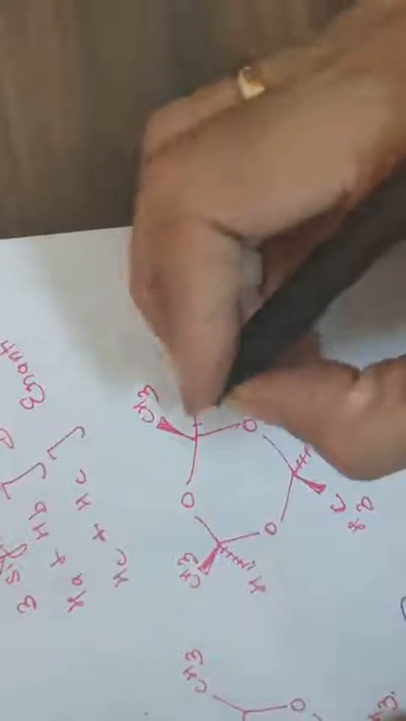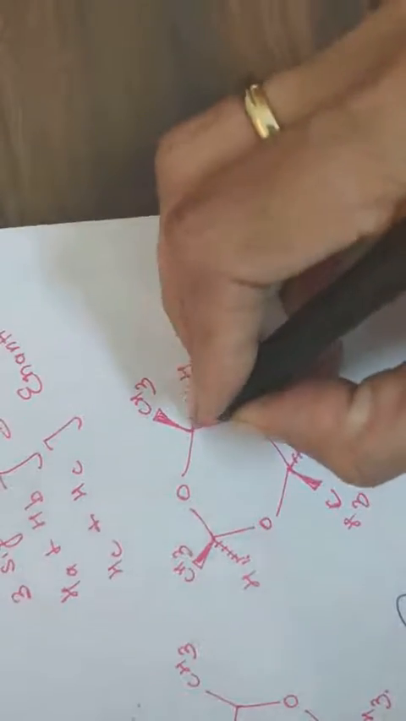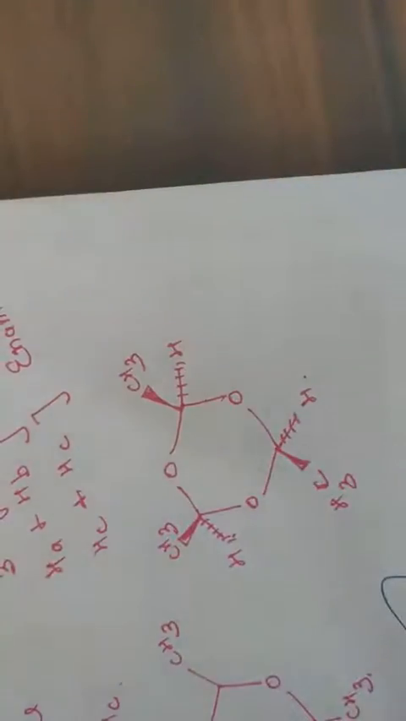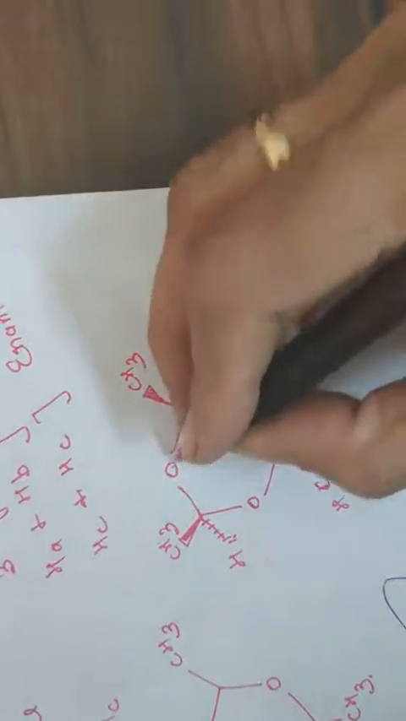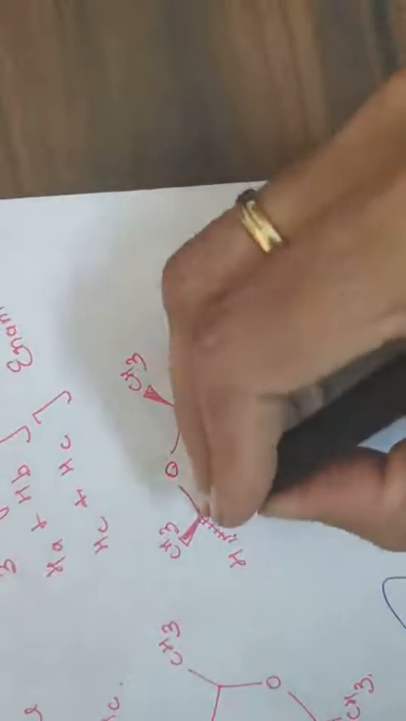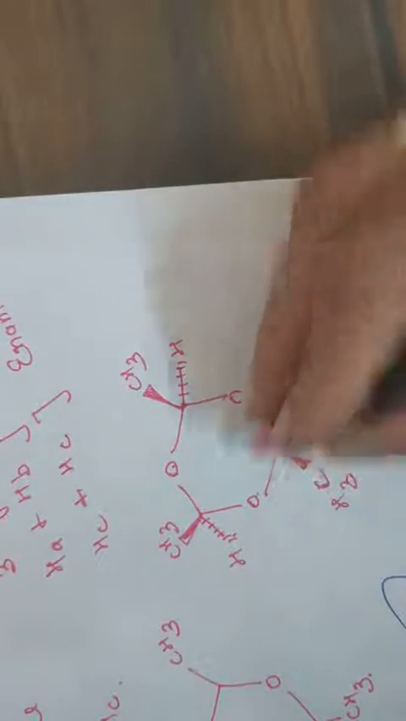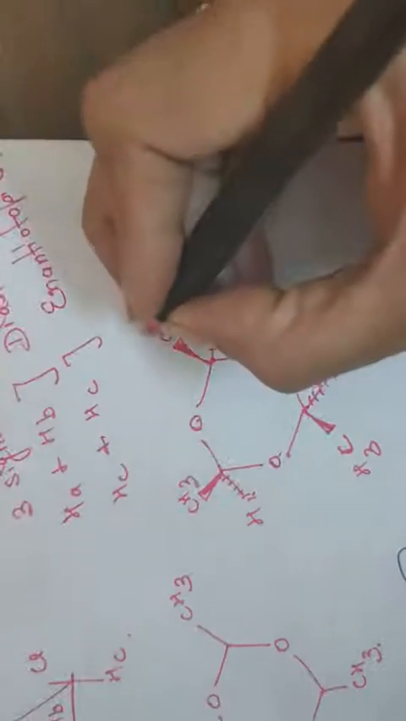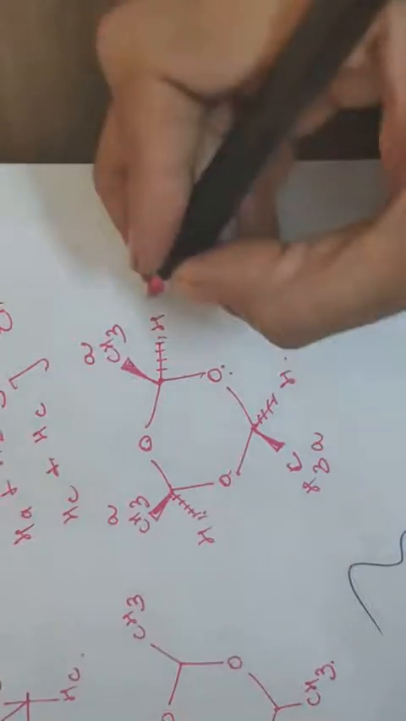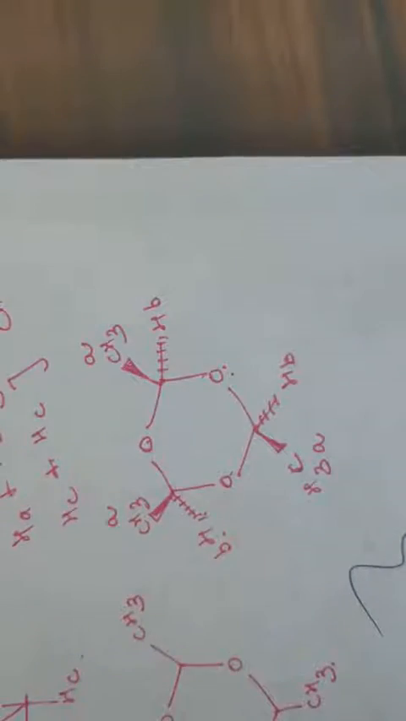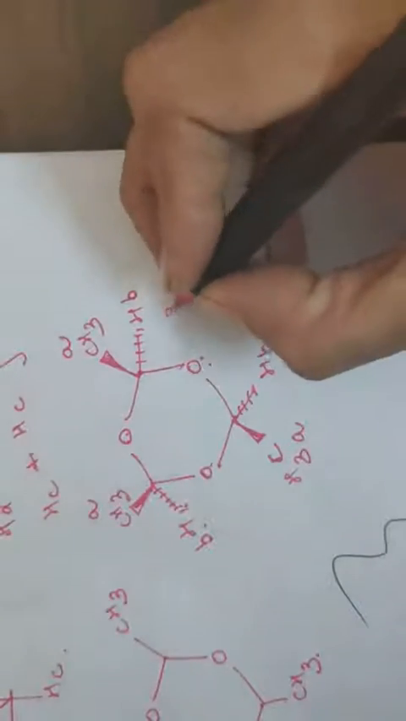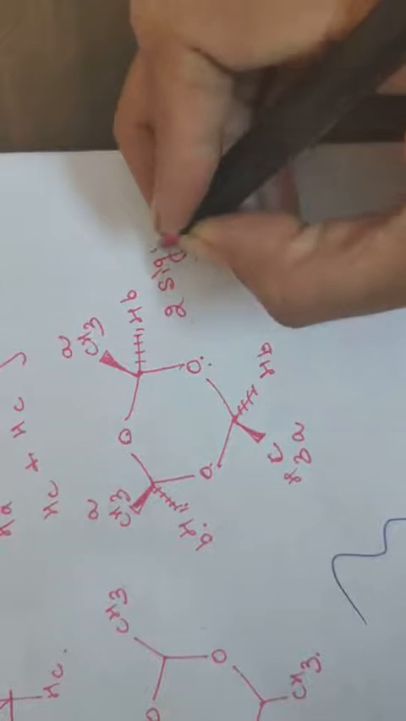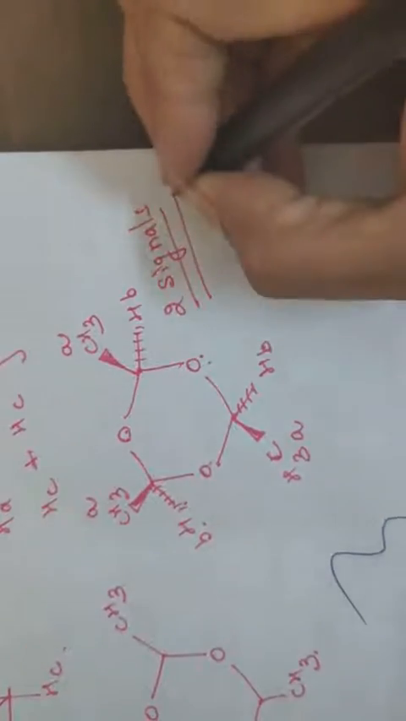See the environment of this carbon. This carbon is attached to 2 oxygen atoms, this carbon is attached to 2 oxygen atoms, and this carbon is further attached to 2 oxygen atoms. So this methyl group, this methyl group and this methyl group are similar. These hydrogen atoms are similar. So how many types of protons are there? We have 2 types of protons. So we will have 2 signals in the NMR spectrum.